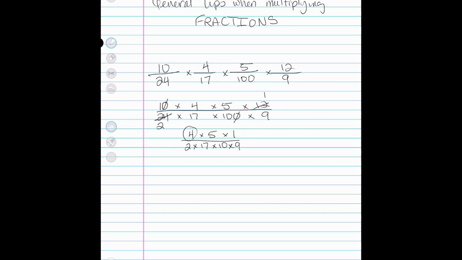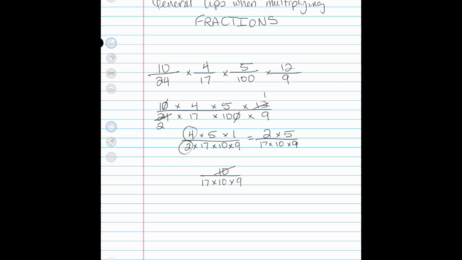You see 4 and 2. 4 divided by 2 is equal to 2. So now we really have 2 times 5. You don't have to worry about the multiplying by 1. Times 17 times 10 times 9. Okay? Now, if we look again at the top, we have 5 times 2 is 10. So now we have 10 at the top, 17 times 10 times 9.